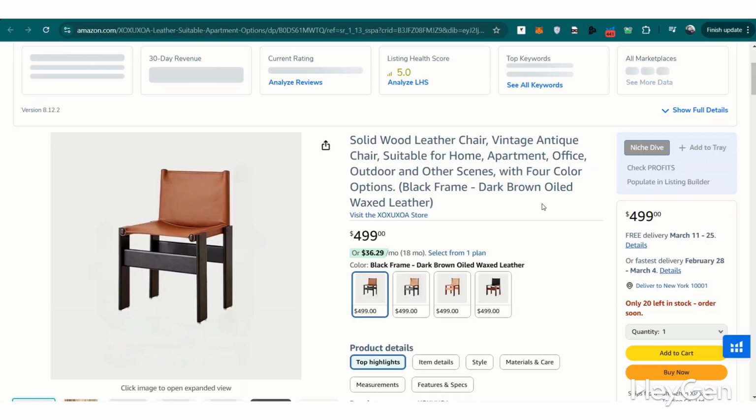Today's video is about fix these Amazon main image mistakes to increase your sales. Let's get into it. When it comes to increasing sales on Amazon, optimizing your main product image is one of the simplest yet most powerful strategies. A poorly designed main image can cost you clicks and conversions, while a well-optimized one can significantly boost your sales.